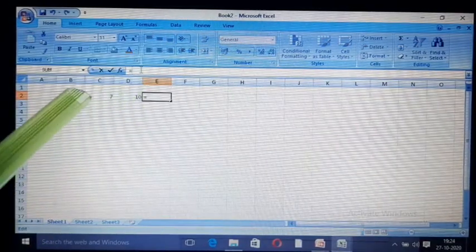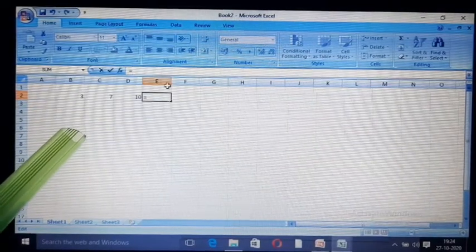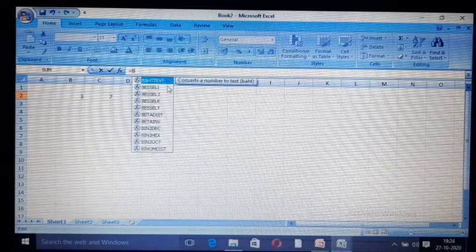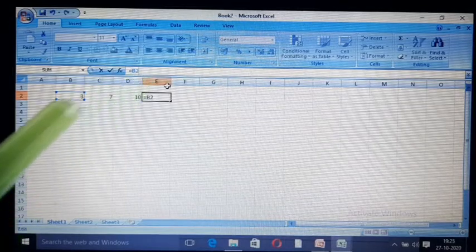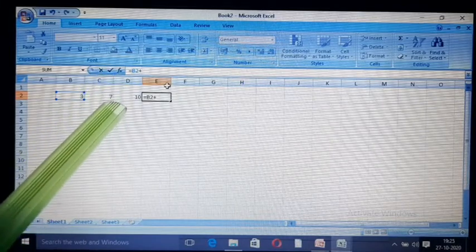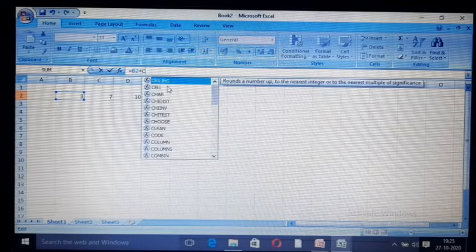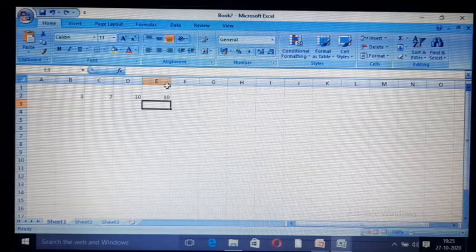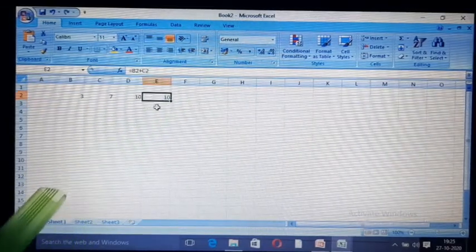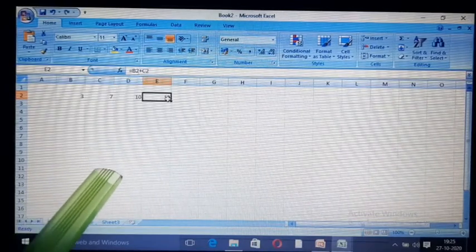Write equal to, and now 3 is in which cell? B2, so you write B2, in capital letters. After this write plus and then C2, because 7 is in the C2 cell. Now press Enter. The answer is the same; here also it gives the same answer. So instead of using the cell content, you write using the cell address.